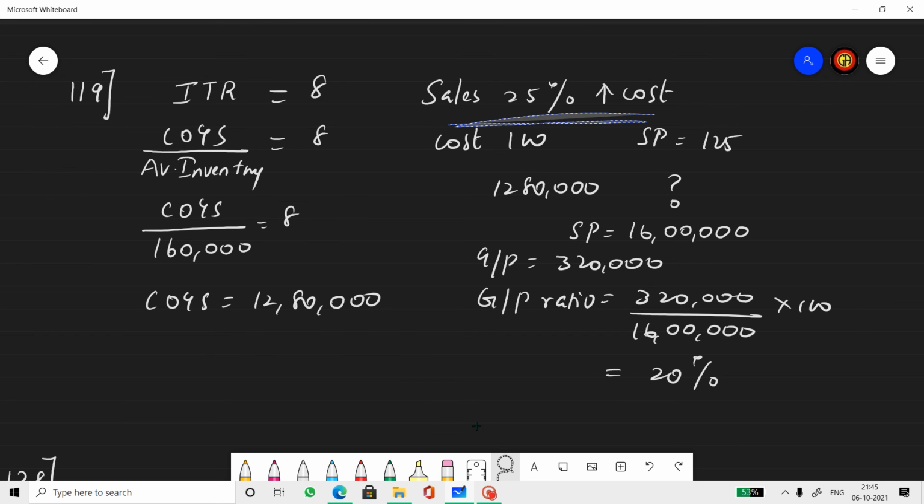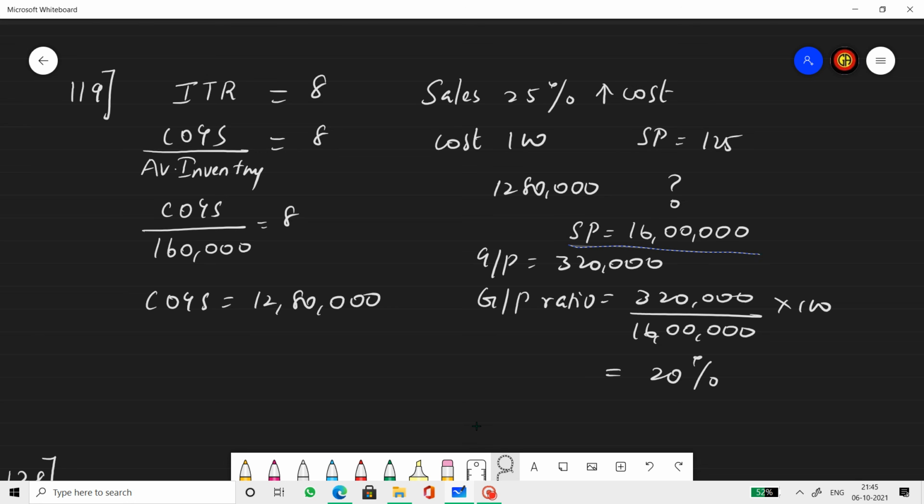Sales is given as 25% above cost. If sales is 25% above cost, let the cost be 100, sales will be 125 then. So if cost is 100, sales is 125. To have a cost of 12,80,000, which we got here, we get sales as 16 lakh. Direct variation: 12,80,000 into 125 by 100 will give you the selling price, or sales, as 16 lakhs.